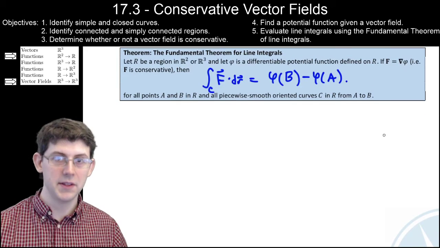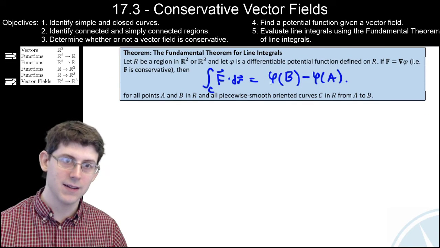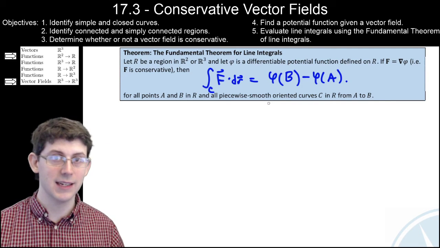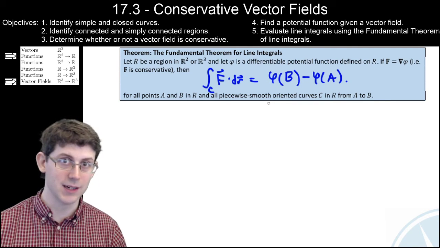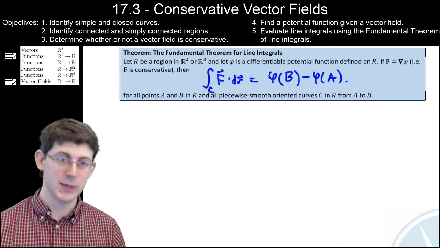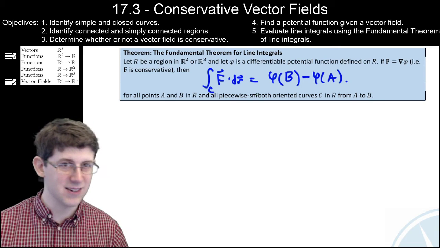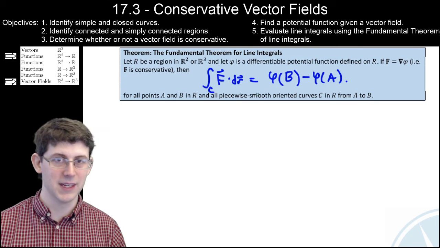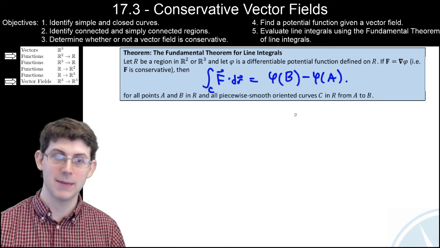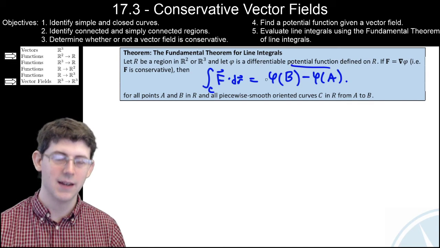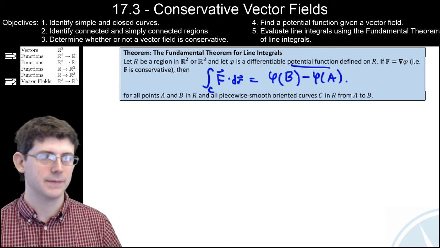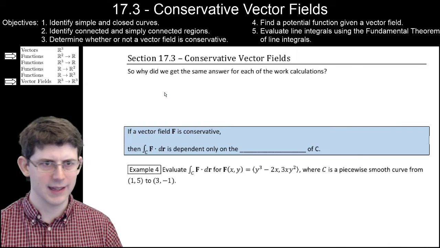Notice that this only works if you can find a potential function. So it's kind of the same deal as how the original fundamental theorem of calculus worked. It's great if you can find an antiderivative. And this phi, this potential function, is kind of like an antiderivative for a vector field, except it's like an anti-gradient instead of an antiderivative. But it works the same way. If you can find the potential function, then the integral of the vector field is you just use the potential function.